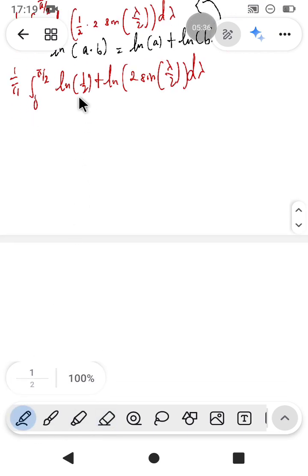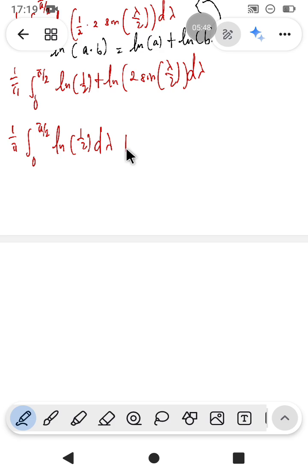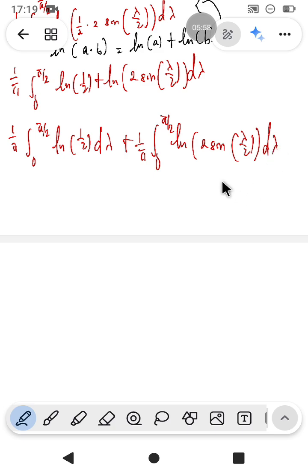Okay, so we can split this, that is, we can apply linearity. So if we apply linearity, we have 1 over pi, then integral from 0 to pi over 2, natural log of 1 over 2, d lambda, plus 1 over pi, integral from 0 to pi over 2, natural log of 2 multiplied by sine lambda over 2, d lambda. So don't forget, natural log of 1 over 2 means natural log of 1 minus natural log of 2. The natural log of 1 is 0. So 0 minus natural log of 2 will give us negative natural log of 2.